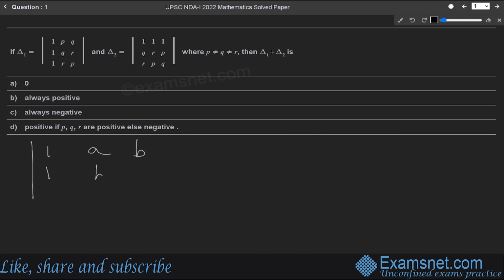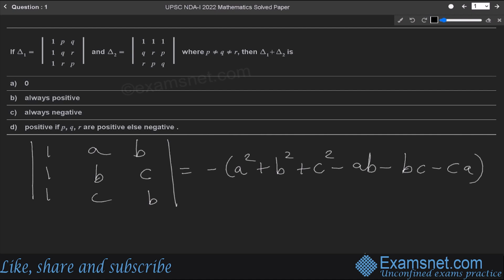The determinant 1 A B, 1 B C, 1 C B is equal to minus of A square plus B square plus C square minus AB minus BC minus CA. Whenever we see any question of this form, then it will always be equal to minus of A square plus B square plus C square minus AB minus BC minus CA. You can see in the question that delta 1 is also of the same form that I have written here, and we will be using this form in this question.